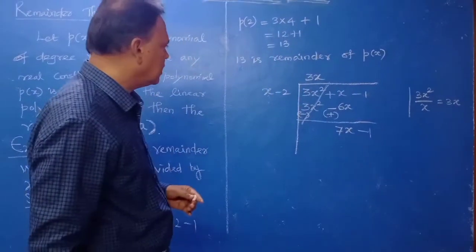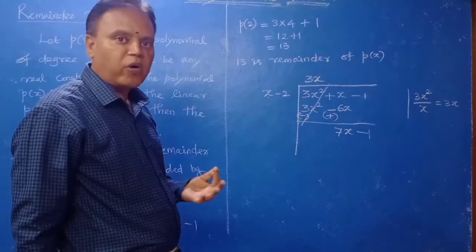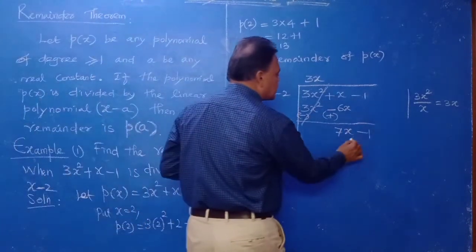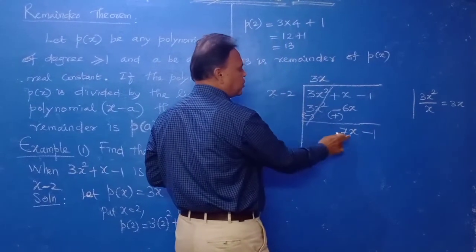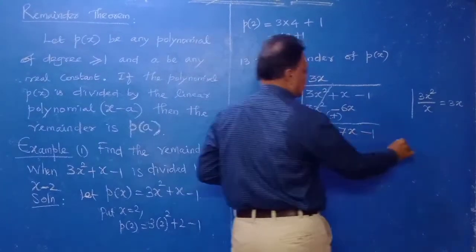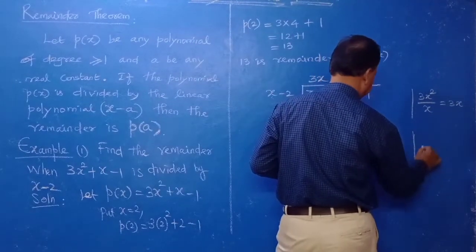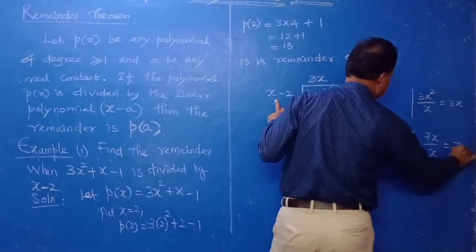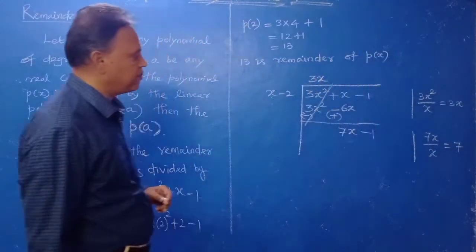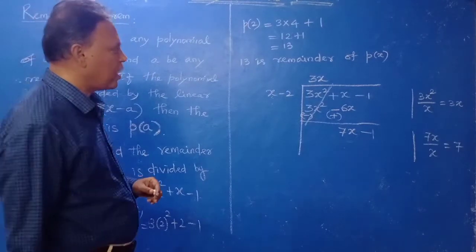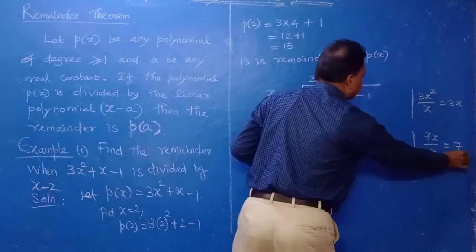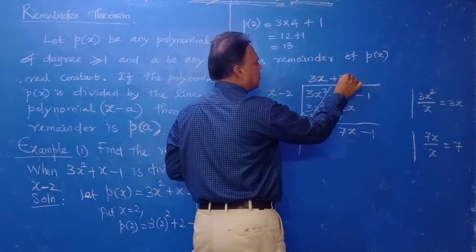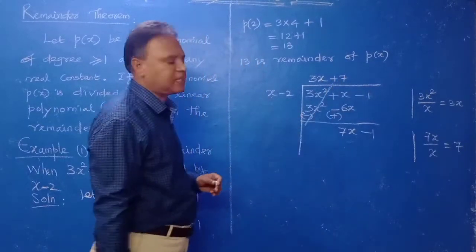Bring down. Next, same way, this polynomial's first term by this polynomial's first term. 7x by x is what? 7. 7x by x is 7. Now you have to write this in the quotient. Plus 7, the sign is very important, you have to write plus 7.